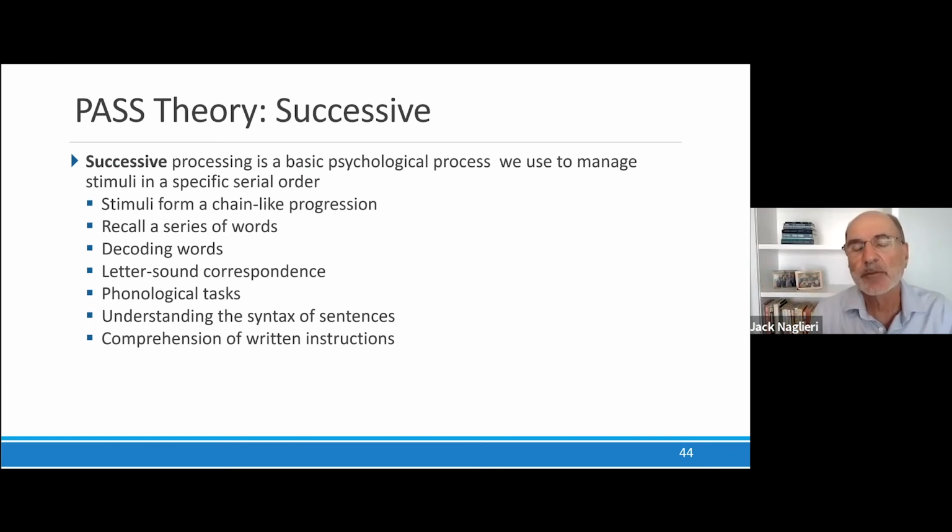You know how oftentimes people say, oh, this student has dyslexia. And you say, well, how do you know that? Well, they did really poorly on the phonological tests. And so we're going to give them all kinds of phonological training. And I go, the only problem with that logic is phonological is a symptom. Successive processing is the cause. You have to deal with the successive processing weakness.